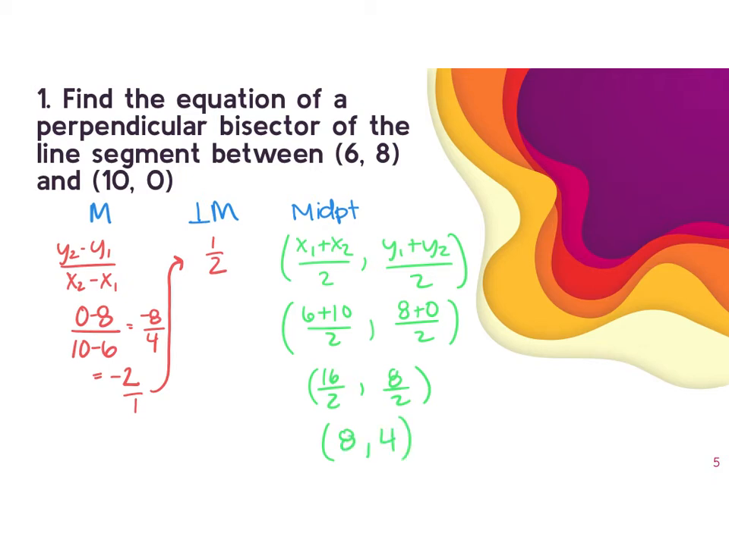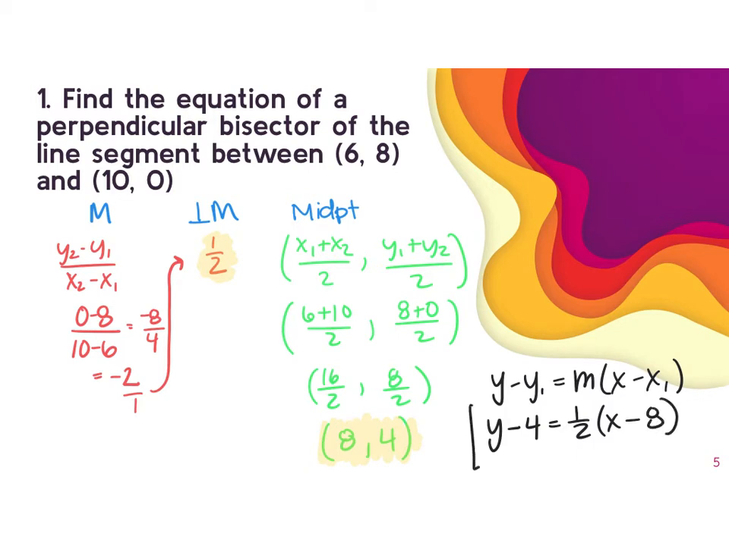For the equation of our perpendicular bisector, we're going to use our perpendicular slope of 1/2, and we're going to use our midpoint, (8, 4). We're going to plug it into our point-slope formula, which is y minus y1 equals m times (x minus x1). So y minus 4 equals our slope of 1/2 times (x minus 8). And that is our answer.